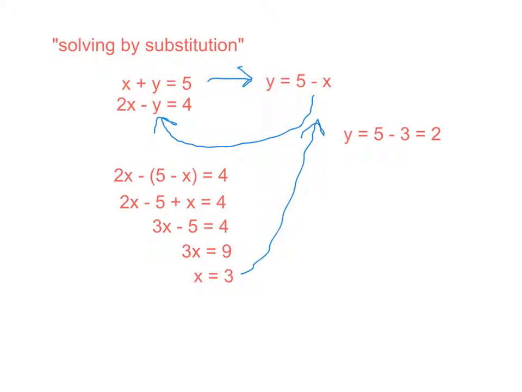Now just to review, when we have a system of linear equations, we have three ways we can solve them. We can graph them to find the intersection. We can solve by elimination, where we eliminate one of the variables by adding the two equations together. Or we can solve by substitution, where we solve one of the equations for one of the variables and plug it into the other equation. So, three methods for solving systems of equations.